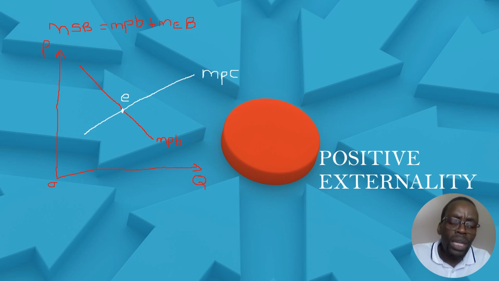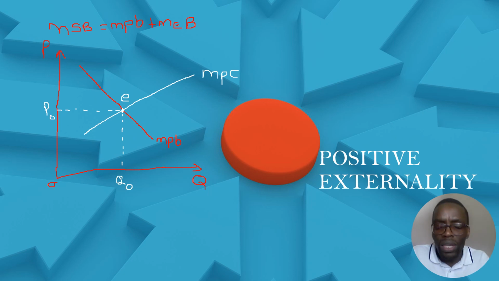Okay, now at that point it would appear that people are demanding, let's check on the quantities. They are demanding quantity Q0, and they are going to pay this price for quantity Q0. They are going to pay the price which is P0.